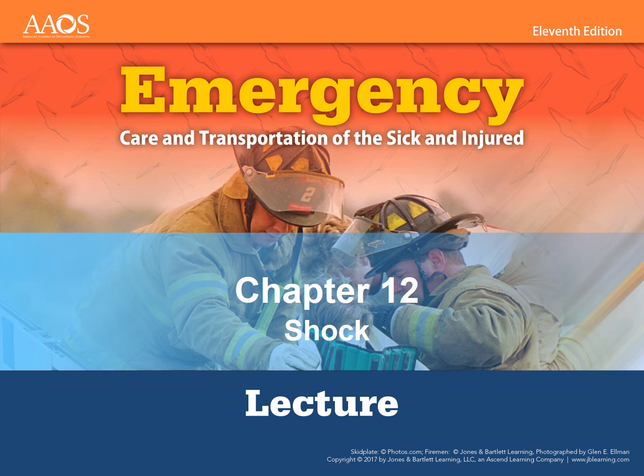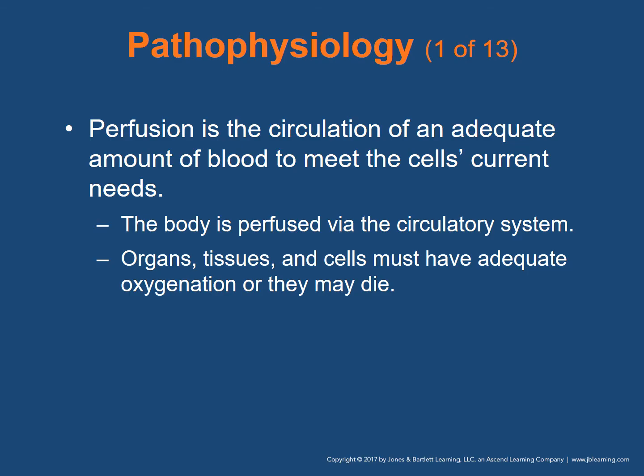All right, so we're going to move on to chapter 12, shock. You need to keep in mind that in order to understand how to assess and treat shock, you have to understand the pathophysiology. So as a reminder, perfusion is the circulation of blood, which thus includes oxygen to the cells. Perfusion means that the cells that need oxygen are getting it, and the waste that is produced is being removed from the body.